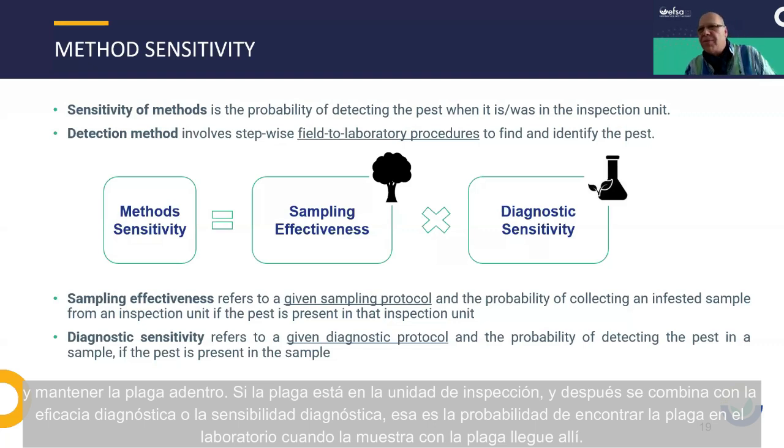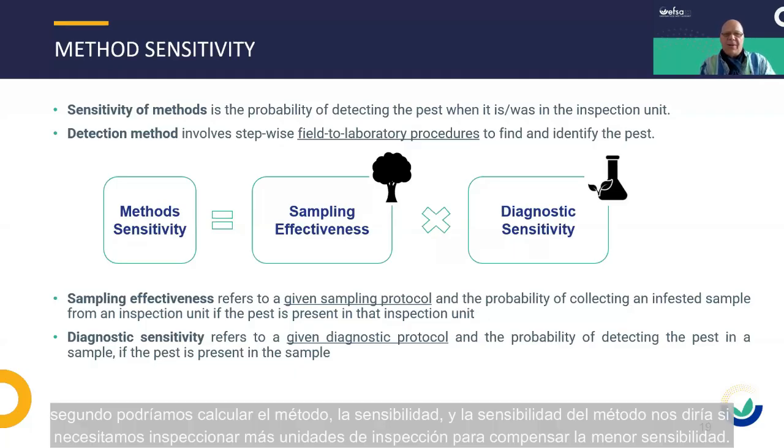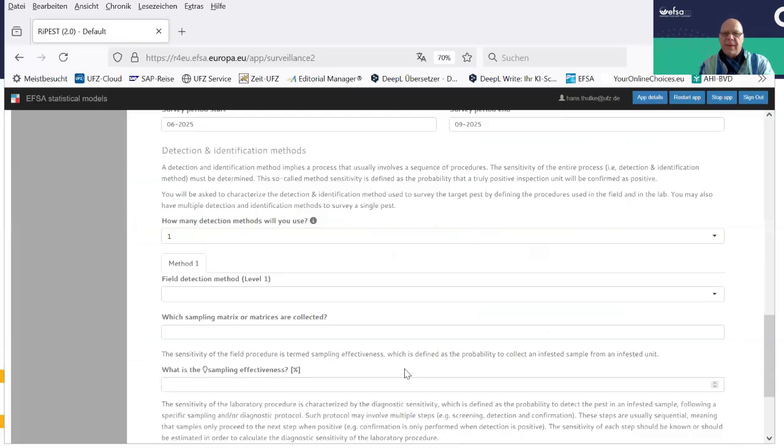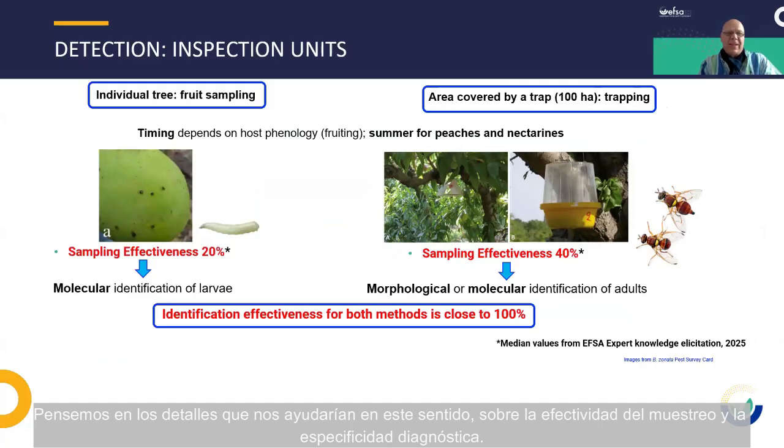And after, it is combined with the diagnostic effectiveness or the diagnostic sensitivity. That's the probability to find the pest in the lab when the sample is provided there and contained the pest. So with these two, we can calculate the method sensitivity, and the method sensitivity would tell us whether we need more inspection units to compensate for lower sensitivity. So can we think about the details that would help us in this regard about sampling effectiveness and the diagnostic specificity?